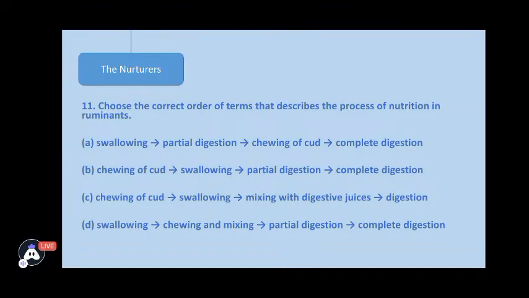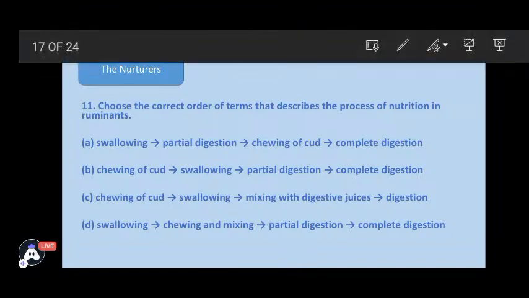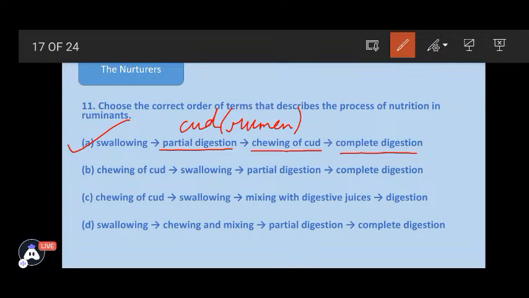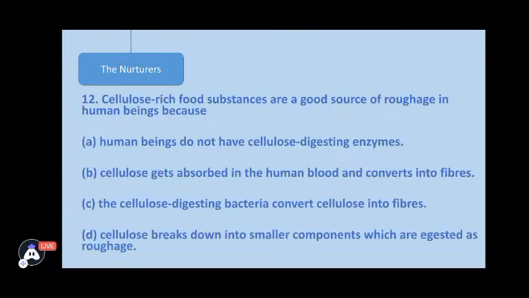So which is the correct method? Okay, great. So the correct method is A1. That is, first the food gets swallowed. After getting swallowed, it gets partially digested. And that partially digested food, we call it cud, which is stored in the rumen, the first chamber of the stomach. Then when the ruminants are free and do not have anything to eat, the food comes back to their mouth, that is called chewing of cud, and then it gets completely digested. So the correct option is A1, and many of you have answered it correctly.